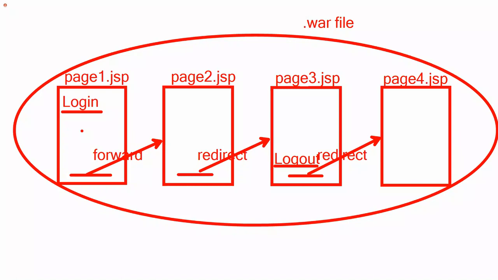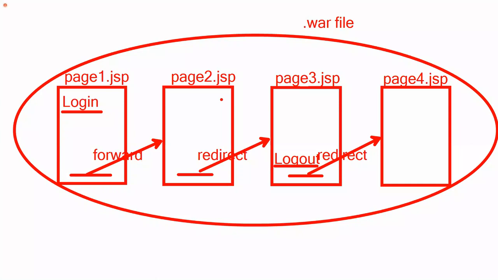See, again, multiple answers coming, you observe. Same concept, different angle. In page 1.jsp, how many books can we access? Four books we can access.